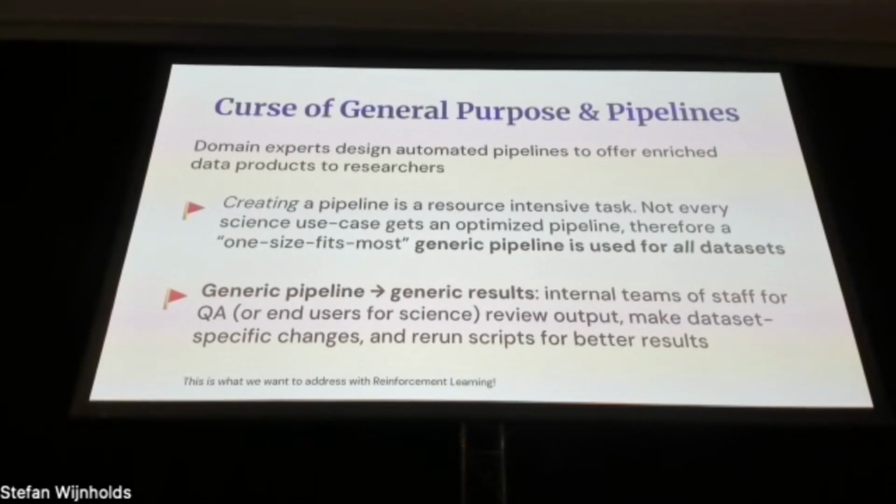The issue is that if you have a generic pipeline, you kind of get generic results. And then you have internal teams of staff that do quality assurance, or you have the end user who's working on their science, review the output, make data set specific changes, and then rerun scripts for better results. And this is kind of what we want to address with reinforcement learning.